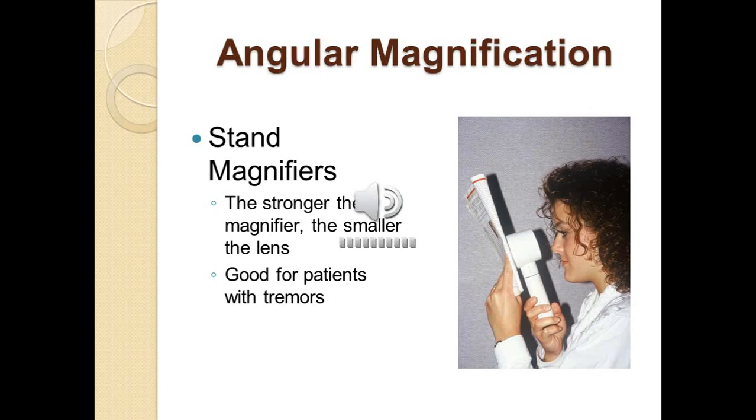One of the disadvantages to using stand magnifiers, though, is you do have to use them with the right reading prescription. If you're not using the right reading prescription with them, you're not getting the full amount of power out of stand magnifiers. The other thing is they do have the same limitation as handheld magnifiers. The stronger they are, the smaller the lens is, the smaller the field of view. And that's the big limitation to all optical magnifiers.